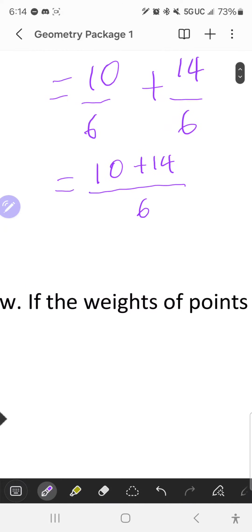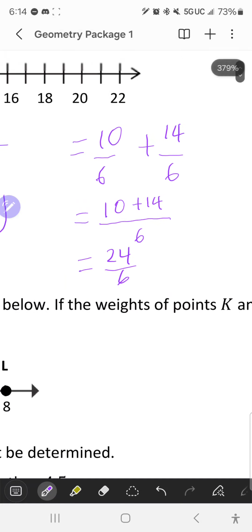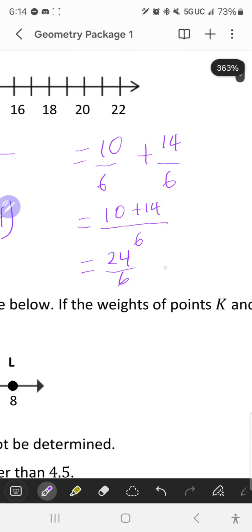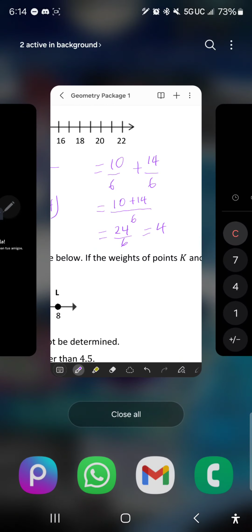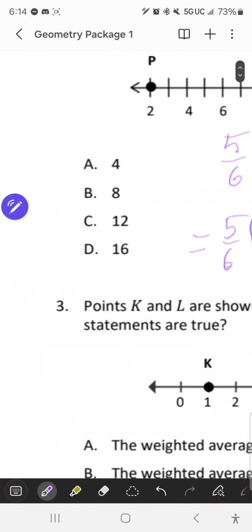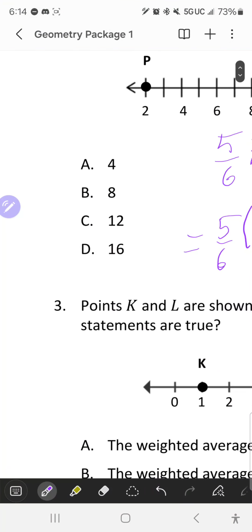Now, since they're both 6, we just put this, and 10 plus 14 is 24, so 24 over 6. And when we divide 24 by 6, we're going to get 4. If you want to check, you can always go to your calculator and check. But this is our result, and when we go to our choices, we see that it's choice A.